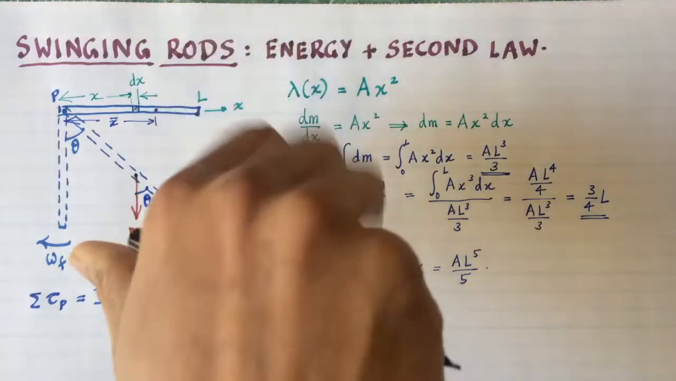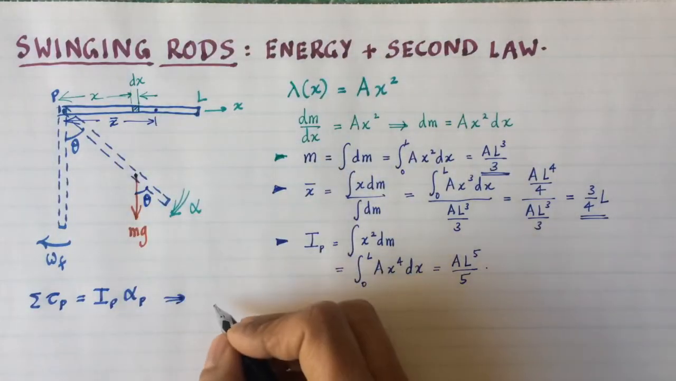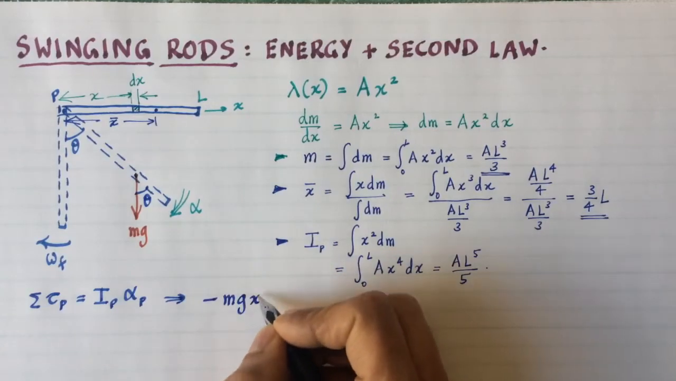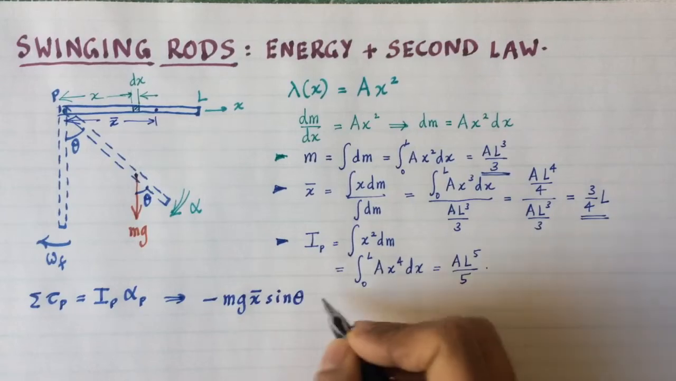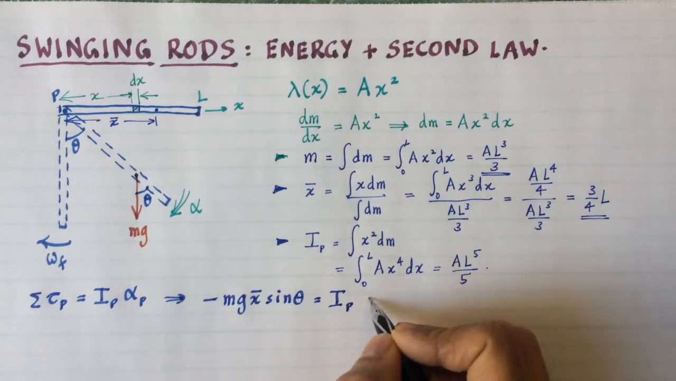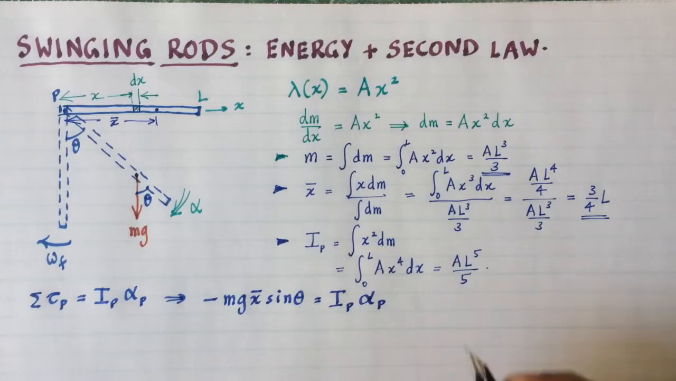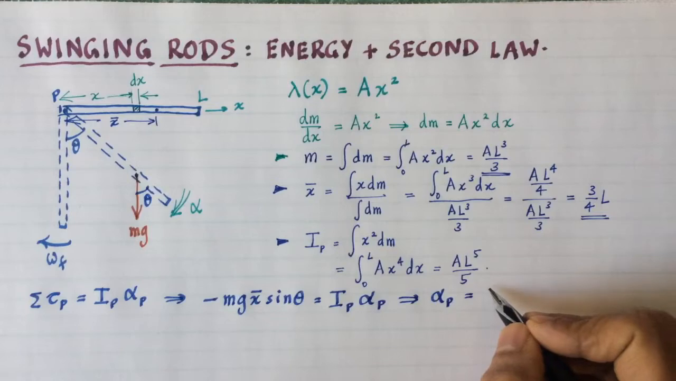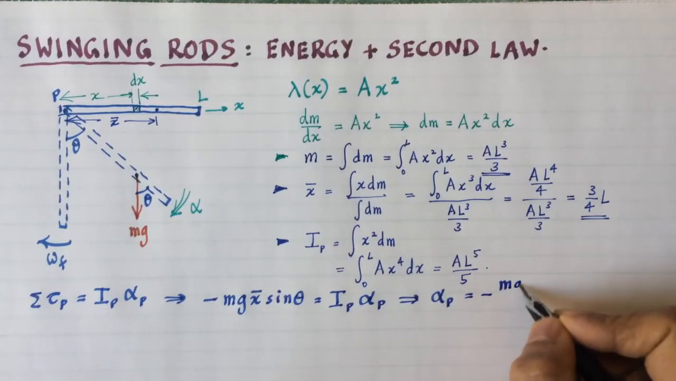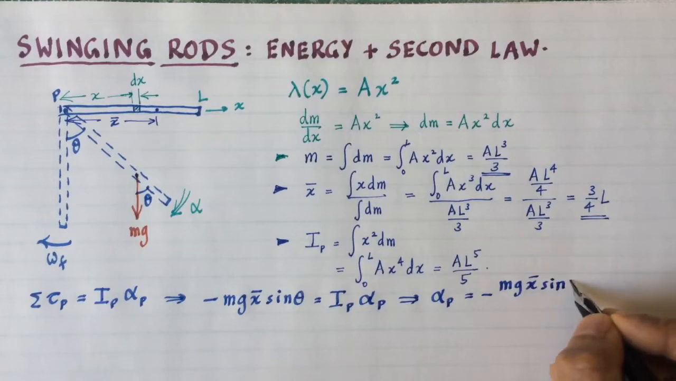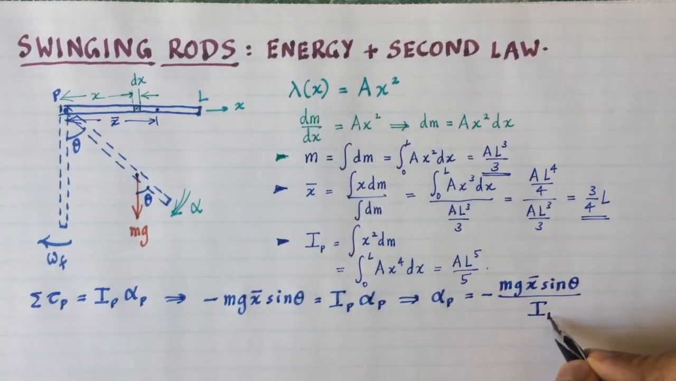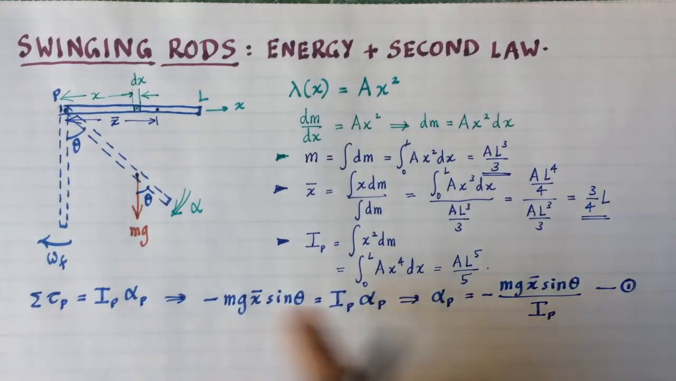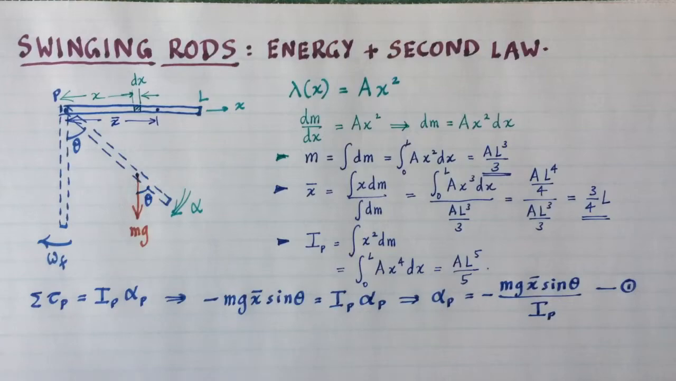So also notice that alpha is into the page, so I'm going to put a negative sign for that one. Negative mg x bar sine theta is equal to I sub p times alpha sub p. So I can immediately figure out what alpha p is. Alpha p is equal to negative mg x bar sine theta over I sub p. So this gives us the angular acceleration at any given angular position theta.